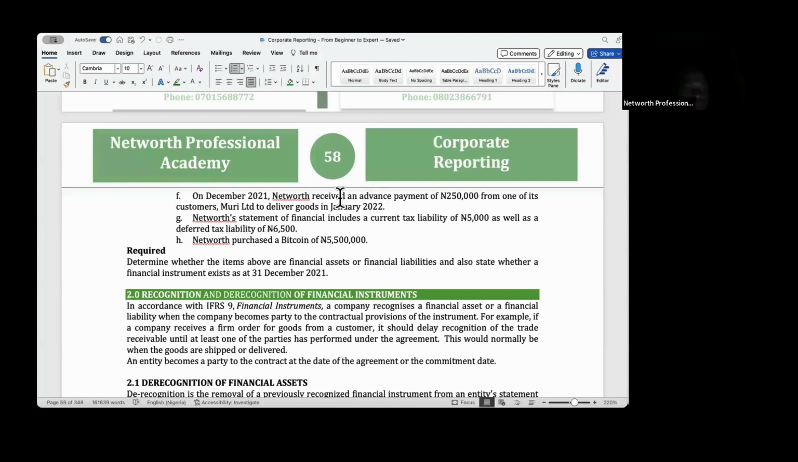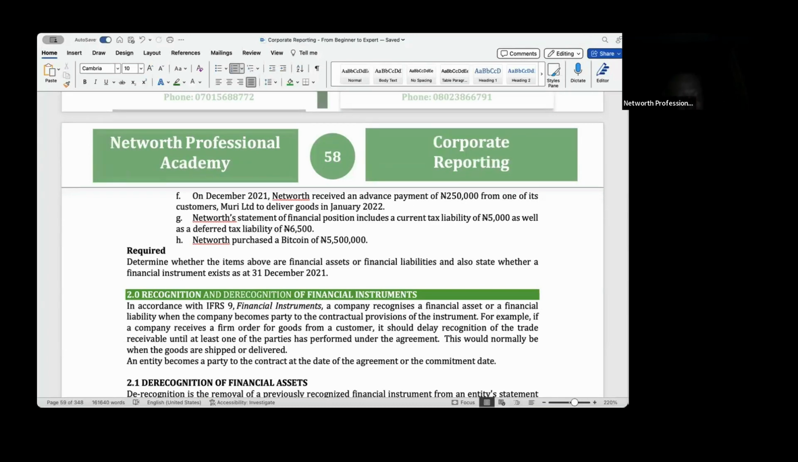Okay. Now, the next person here is, again, Omotayo, back to you. So, net worth statement of financial position includes a current tax liability of 5,000 as well as a deferred tax liability of 6,500. Okay, so the main question is: are current tax liability and deferred tax liability a financial liability? Yes, that's the question here. Yes, financial liability, because they have an obligation to pay the tax.